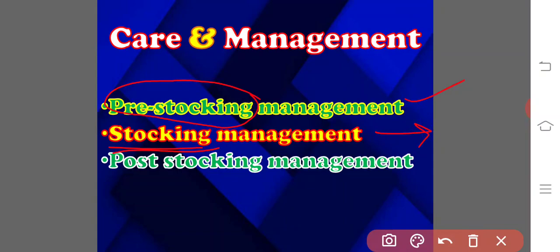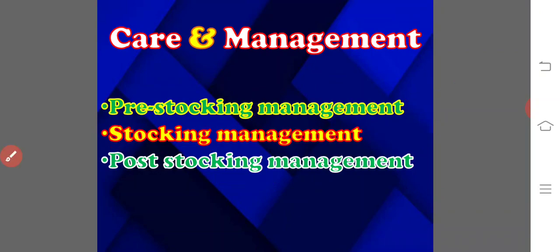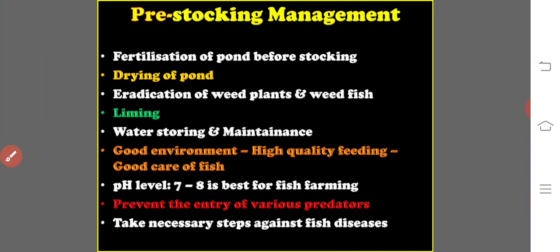Then stocking, based upon the kind of species you want to grow and the number of fingerlings you have to introduce. So that is the stocking. Post-stocking, after the introducing of fish, what are the measures to be taken for their appropriate growth and for appropriate yield. These are the care and management. See, the pre-stocking is very important in the fish culture.